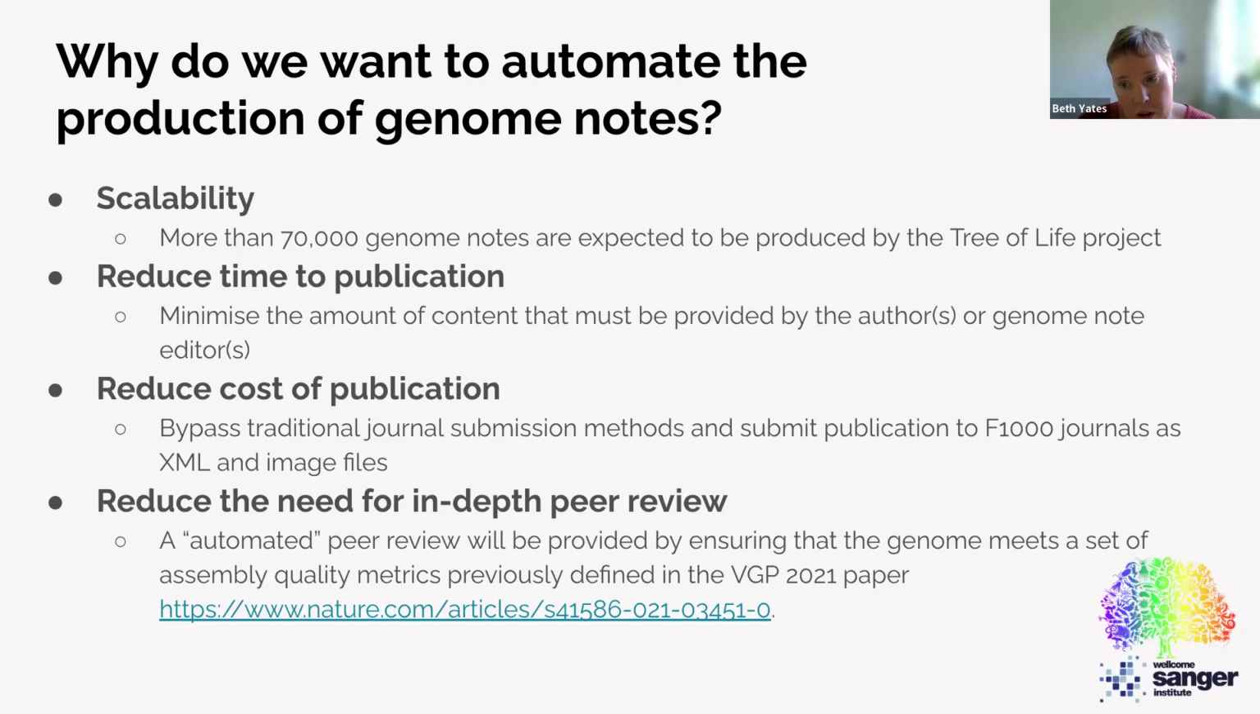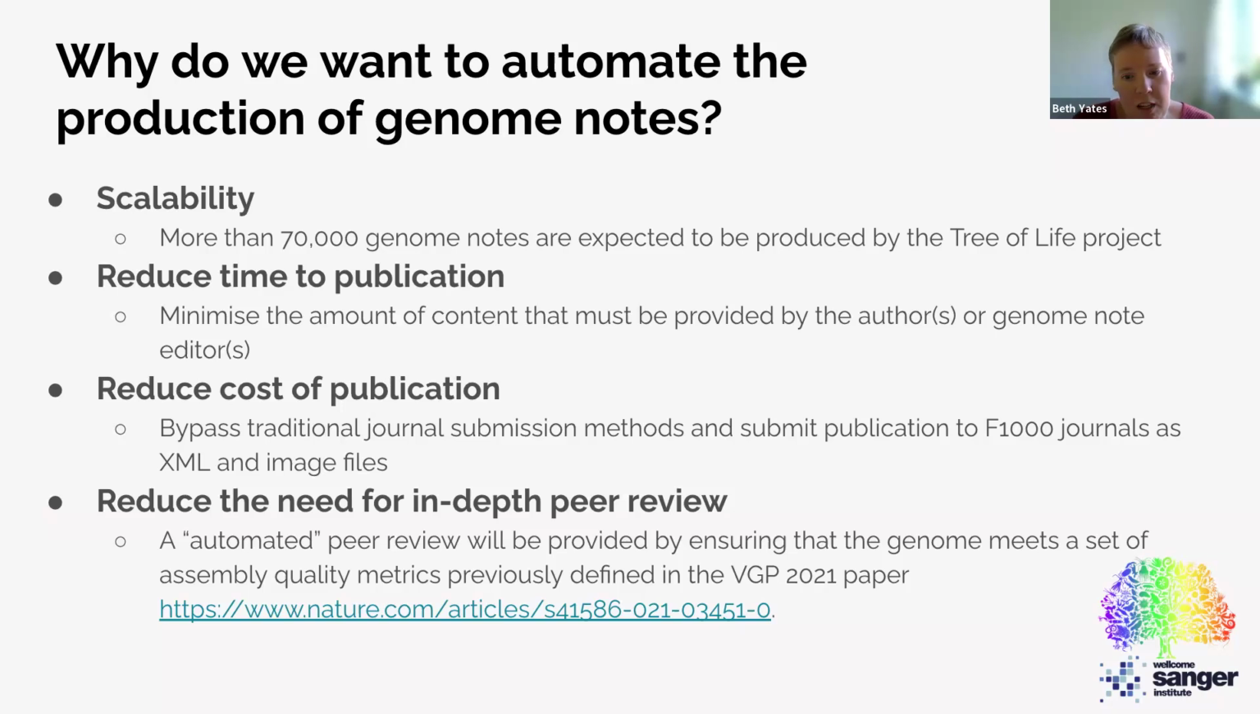So we are working with Wellcome Open Research, which is an F1000 journal, to develop a way of bypassing traditional journal submission methods and have the submission happen automatically via an API, where we will send an XML file of the genome note and some associated image files directly to their server, and from there it will get processed and turned into a genome note on their system.